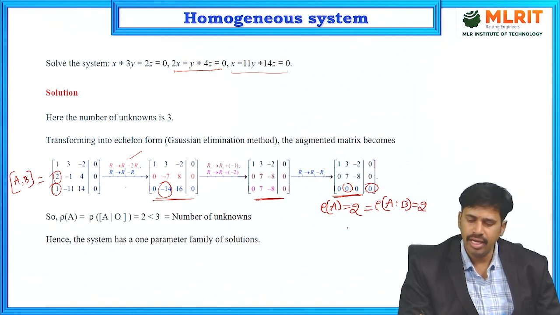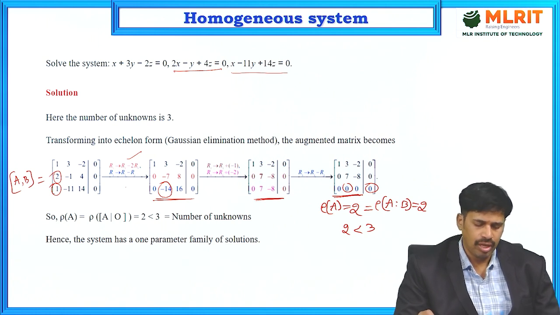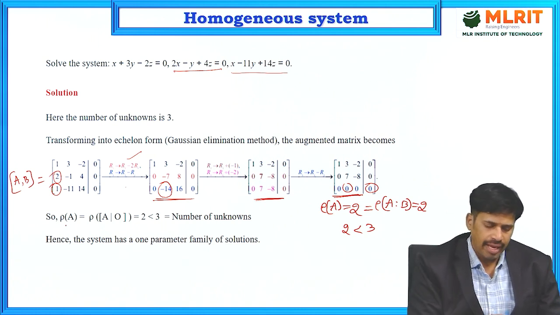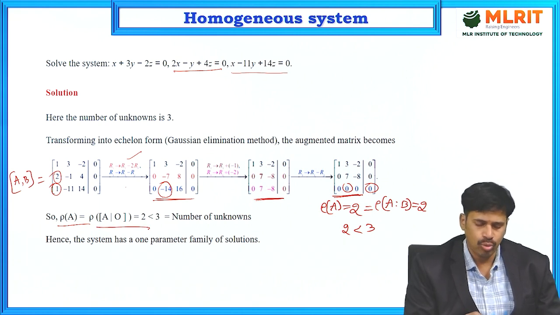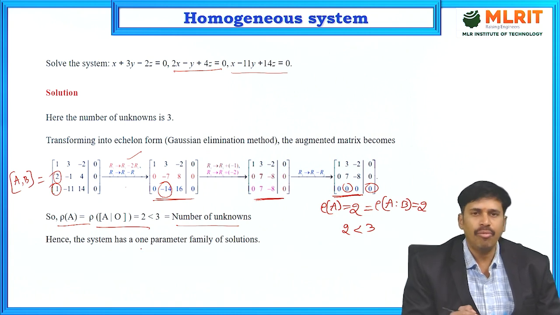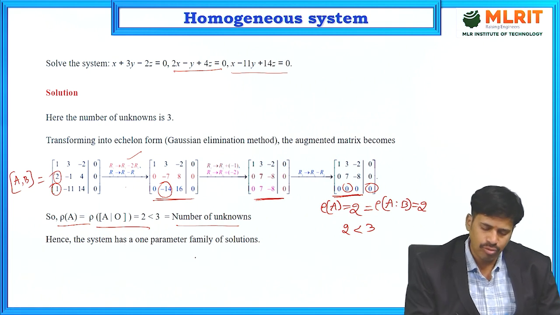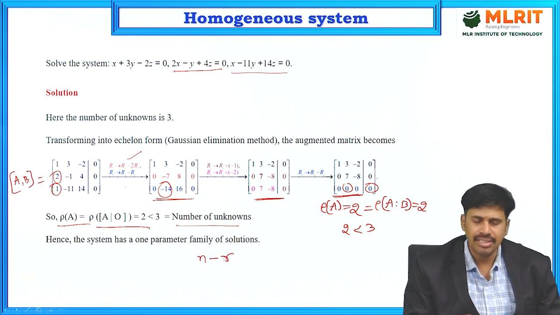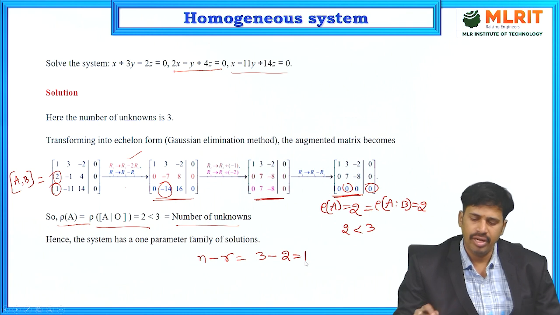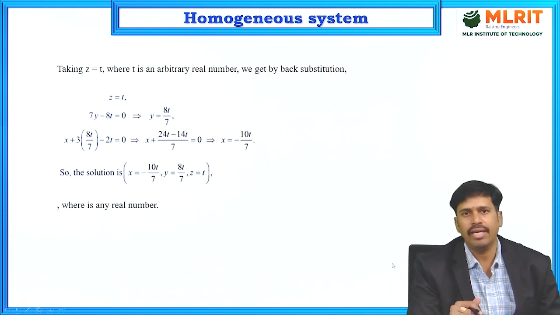So both the ranks are equal. So 2 is less than the number of unknowns. So we have a non-trivial solution, an infinite number of solutions. Rank of A equal to 2 is less than 3, where 3 means the number of unknowns. So we say that the system of equations has a non-trivial solution, an infinite number of solutions. To find that infinite number of solutions, we consider n minus r variables. What is n here? 3. Rank is 2. So choose any one variable as constant, any one. Let us say z is equal to t. You can take y equal to t or you can take x equal to t.